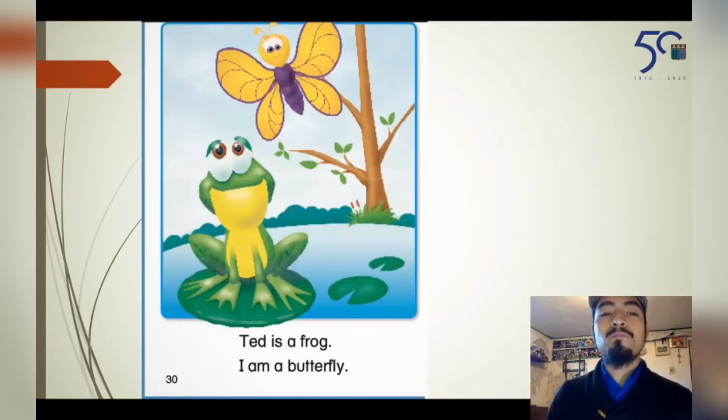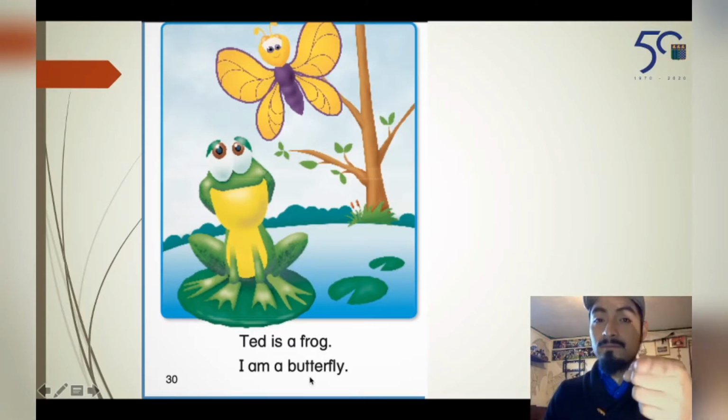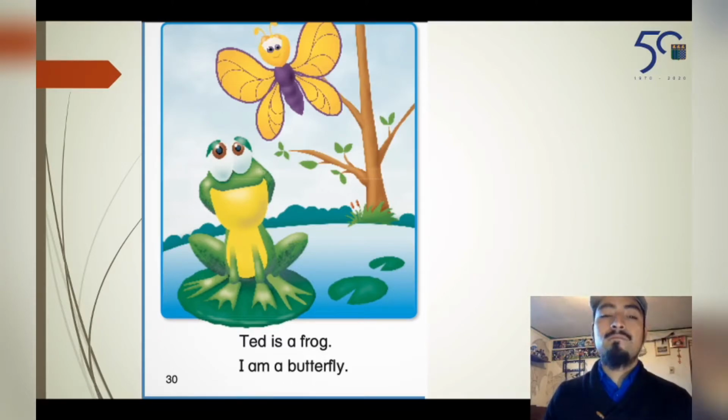Let's continue. Again, I start the sentences and you finish. 1, 2, 3. Ted is a. I am a. Good. I started and you finished the sentences.